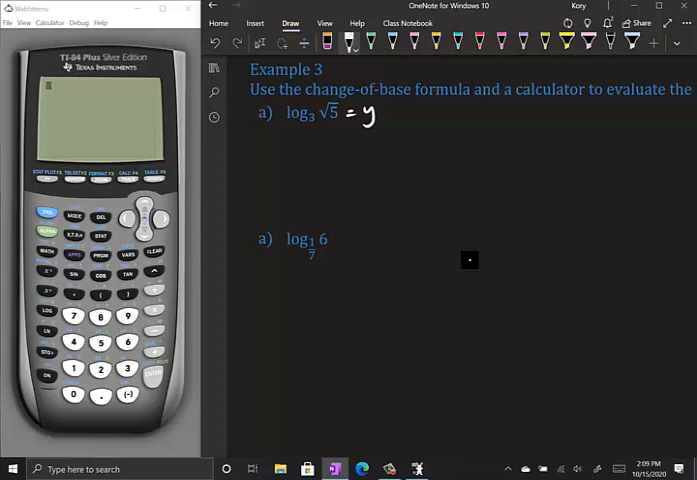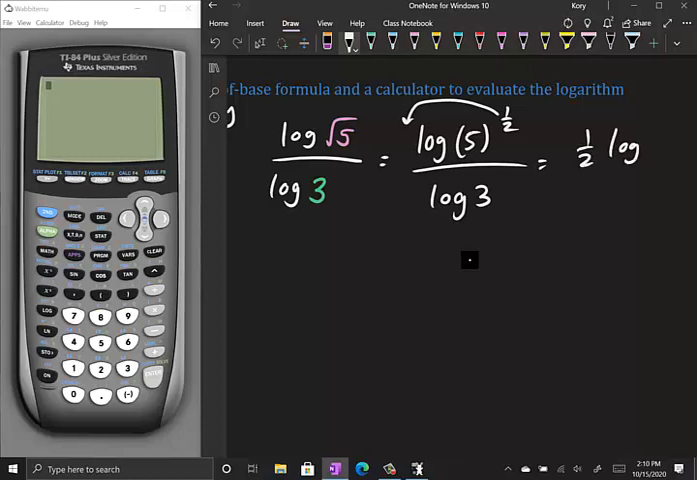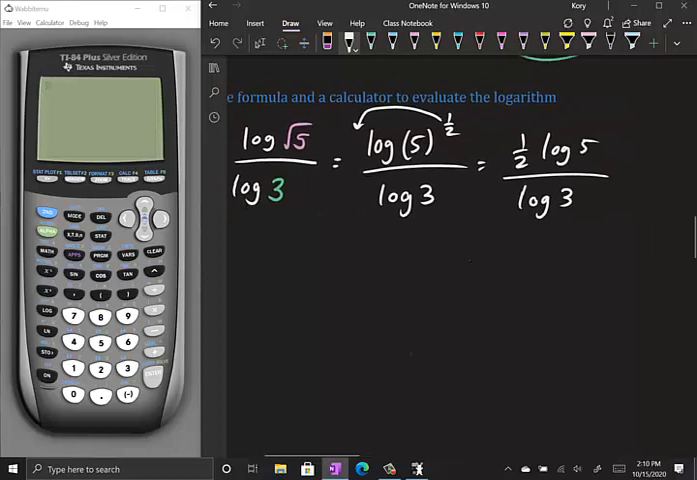So what we'll do is we have a fraction, log. You see how this is the bottom number? It goes on the bottom. The one on top goes on top. Now we're not done yet because we're not allowed to have radicals. So we need to switch this to log 5 to the power of 1/2 over log 3. And we're not allowed to have those exponents there, so we need to move them. So we have 1/2 log 5 over log 3. That is the exact answer.